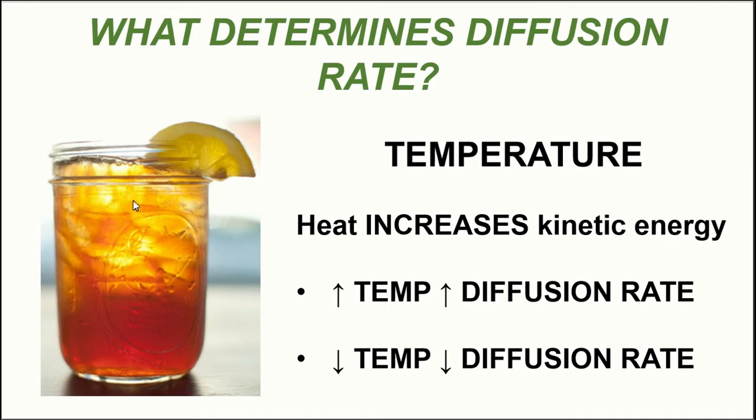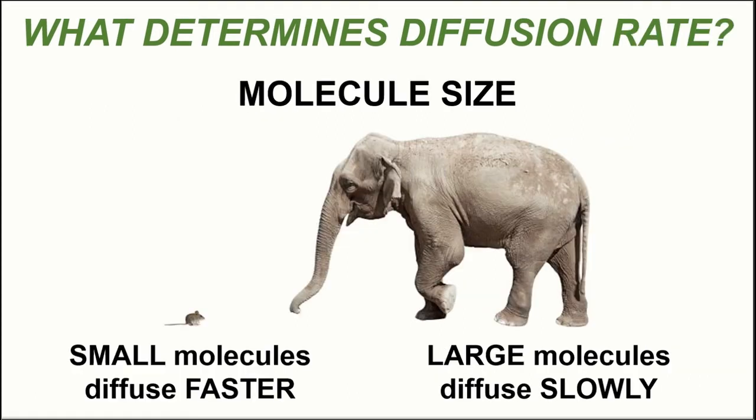Now, when we're talking about dissolving with the sugar there, we're also talking about diffusion, because the sugar crystals that you put in the tea have to be dissolved, and then that sugar has to diffuse into the tea that you're drinking. So what else determines diffusion rate? It turns out that molecule size, the size of the molecules that are moving, also influences how quickly or how slowly diffusion will occur.